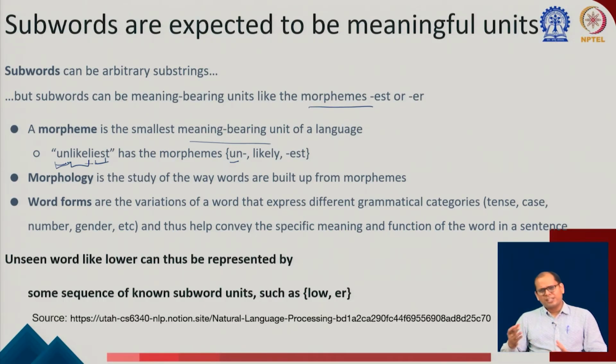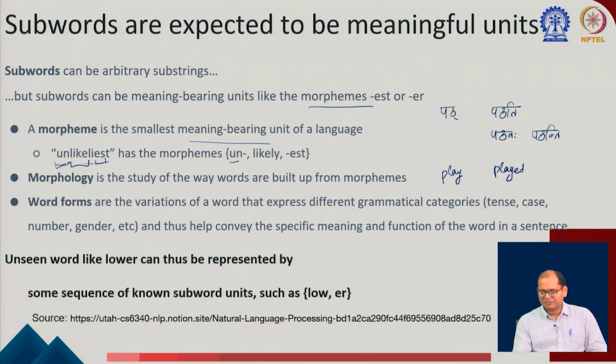The branch that studies this is called morphology. You create word forms by using a root form and adding multiple suffixes. For example, from Sanskrit, you take a root form like pat, and you get forms like pathati, pathathaha, pathanti. Similarly, in English, you take play and get played, playing. Ideally, they all give you new words in the vocabulary.